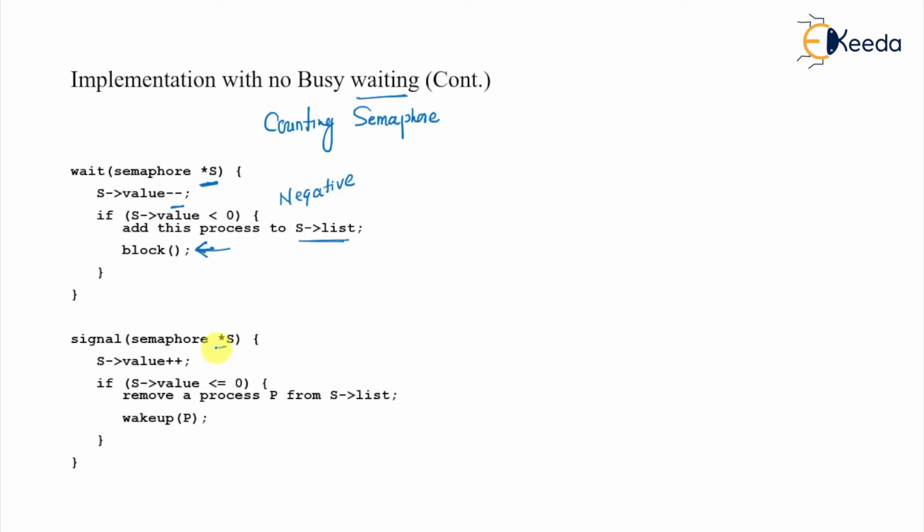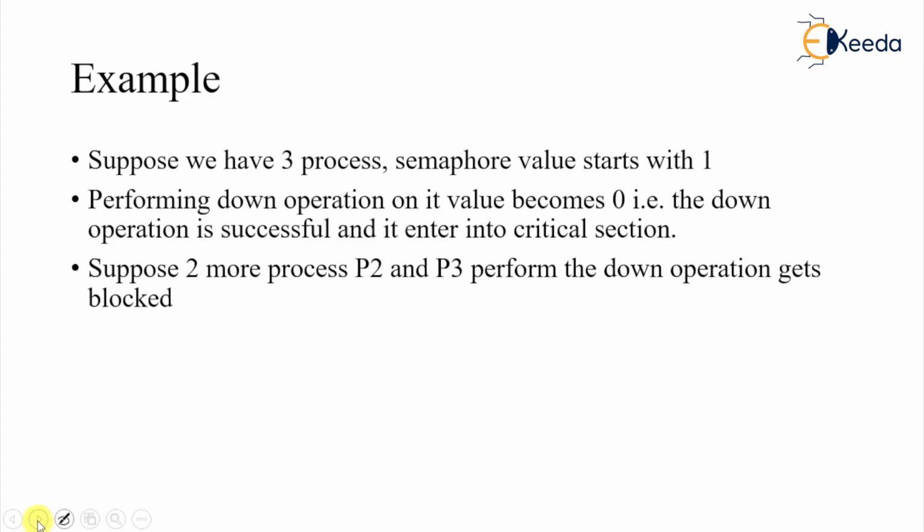Then signal on semaphore S: S pointing to value plus plus, we are incrementing it. And if it is less than or equal to 0, if the value is still less than or equal to 0, then we remove a process P from the list that S points to and we wake it up. Okay, so some processes are still waiting in the queue, and we will remove them one by one.